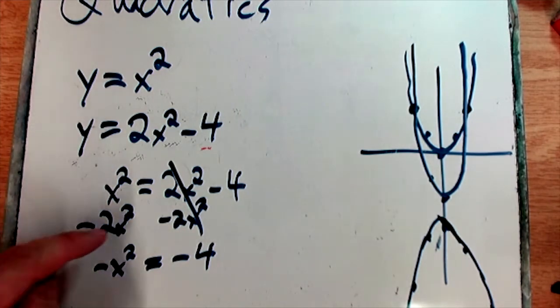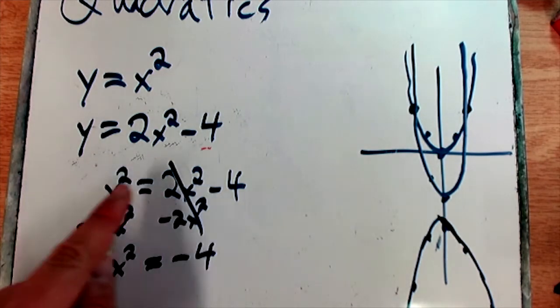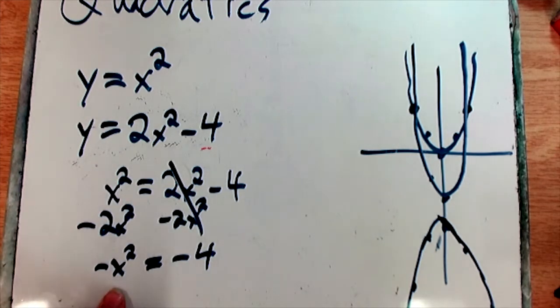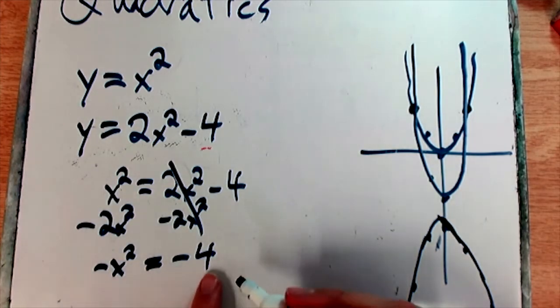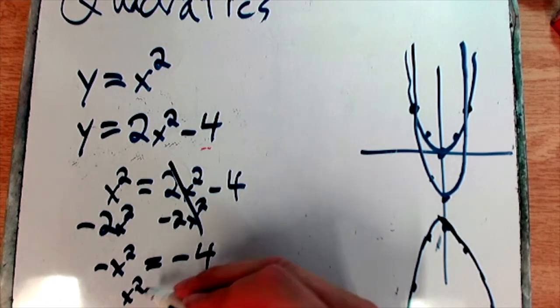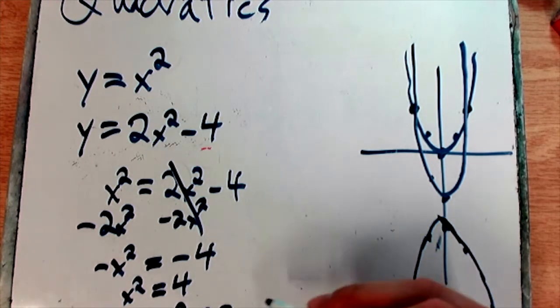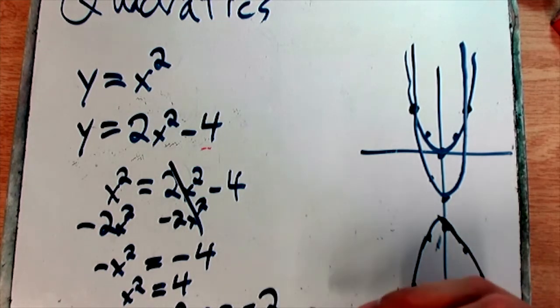So that was a bit of math there, but I'm taking this and basically moving it over to the other side. And 1 minus 2 is minus 1. Negative x squared equals negative 4. So x squared equals 4. x equals 2. Or, if you want to be fancy, minus 2.